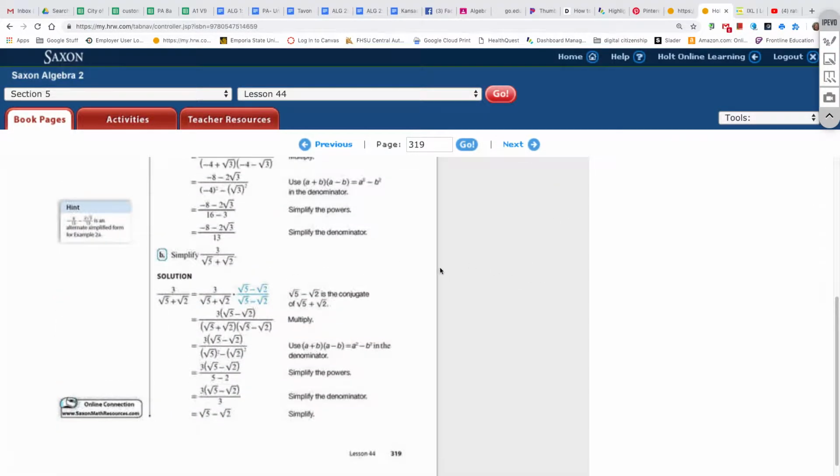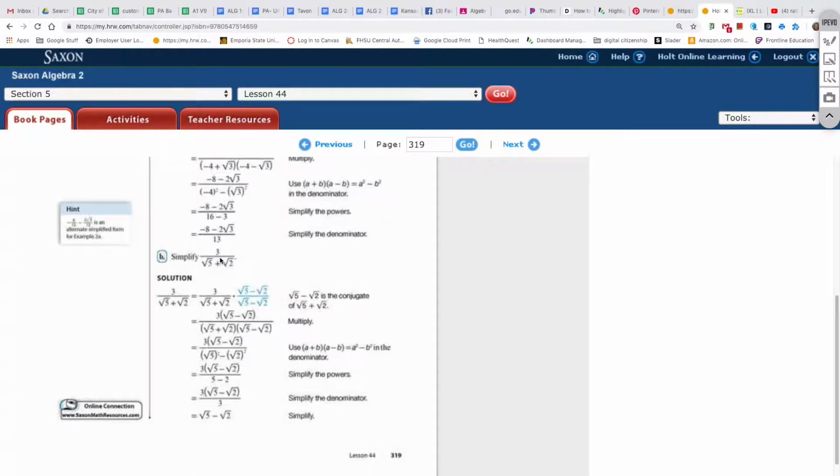All right, so this time we have 3 over the square root of 5 plus 2. Again, we can't separate those. You'll see that they multiplied by the conjugate. I like how they put it in sets so that you can see you need to distribute and you need to FOIL the bottom. That foiling is going to get a little bit ugly, but stick with it.